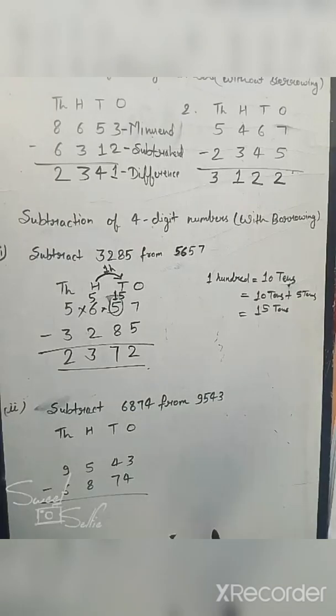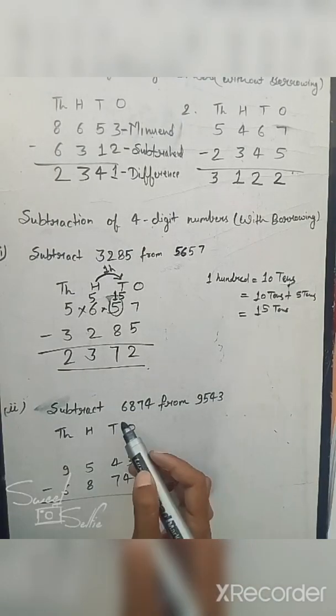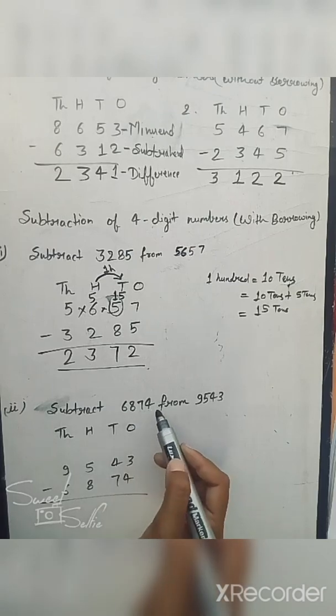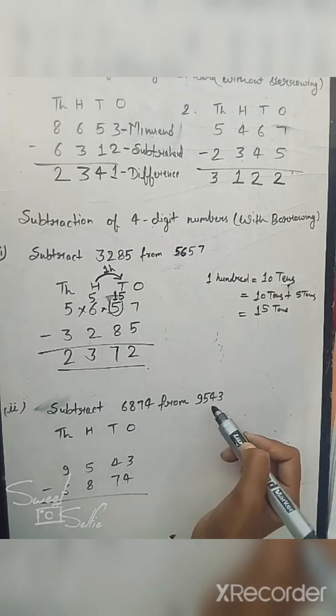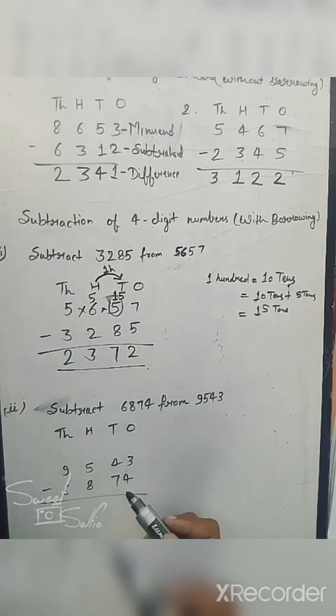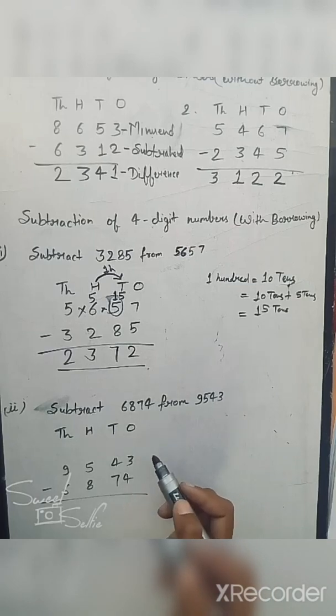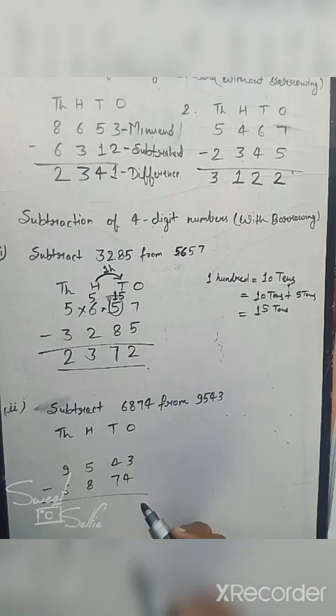Example number 2, we have to subtract 6874 from 9543. So firstly we will write it one below another, and now start subtracting from ones. Okay, so at ones place we have to subtract 4 ones from 3 ones. So is this possible? No, this is not possible.